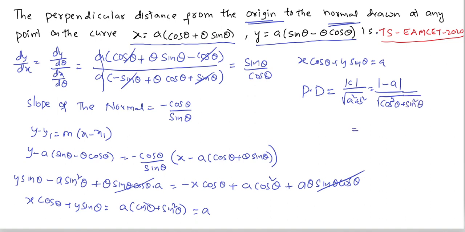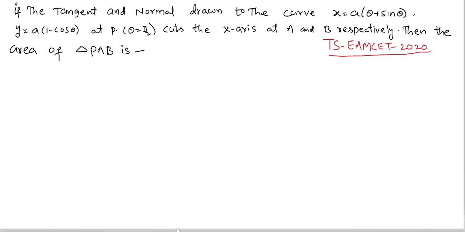Value is 1, therefore the tangent and normal onto the curve x equal to a into theta plus b is equal to a into 1 minus cos theta. Theta is equal to pi by 2.